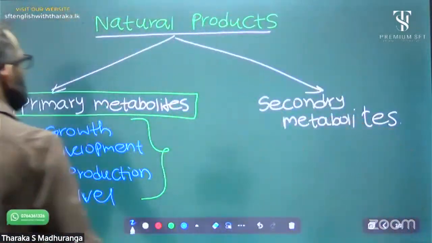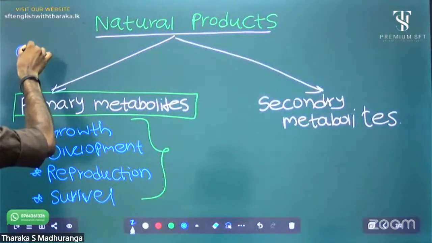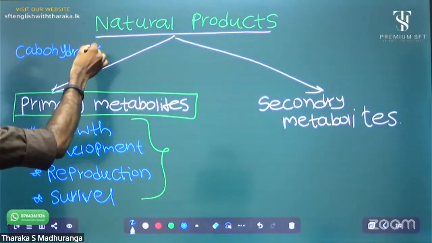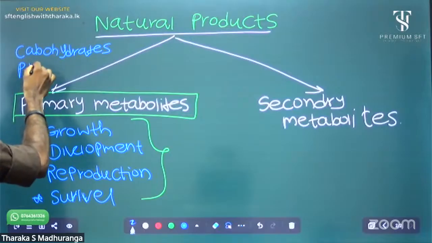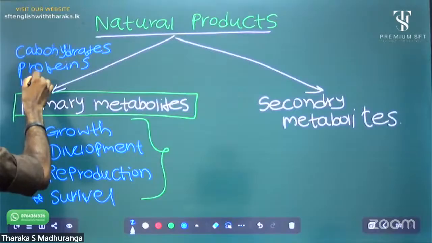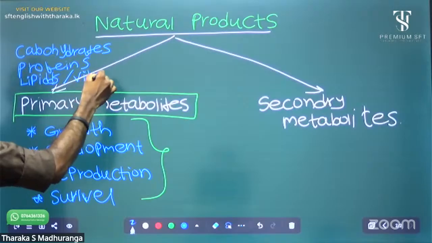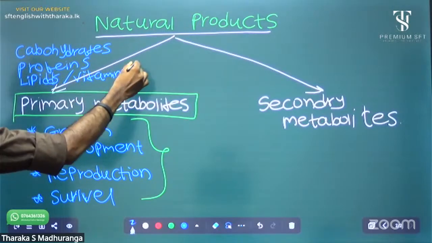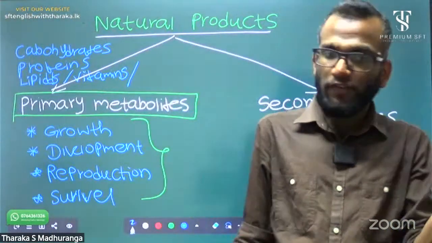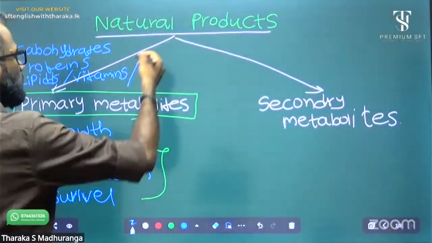Carbohydrate, yes. All carbohydrates are primary metabolites. Carbohydrates, proteins, lipids, vitamins, and what else? Nucleic acid. We're not going to discuss nucleic acid further in biomolecules, but nucleic acid is also a type of primary metabolite.